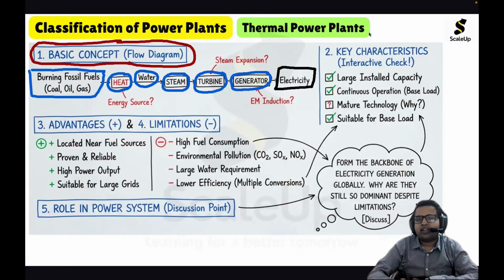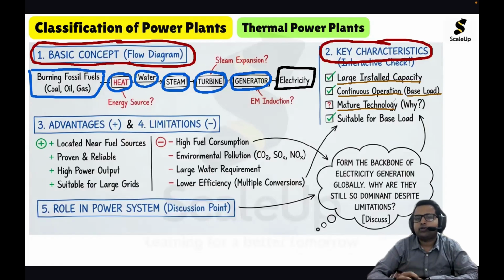Now, the key characteristics of thermal power plants: we have large installed capacity and continuous operation, because thermal power plants can operate continuously. Hence they are used as base load power plants. It is a mature technology, because globally, one of the most important power plants is the thermal power plant, and it is suitable for base load.